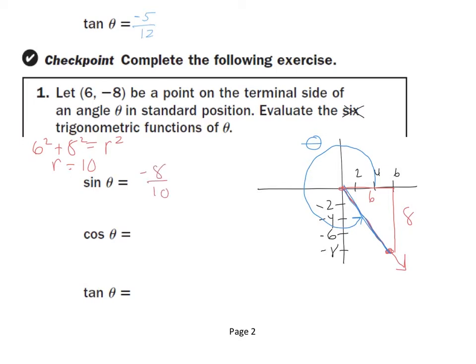And if you want, you can reduce that. Cosine of theta is going to be 6 adjacent over hypotenuse, which is 6 over 10. Again, we can reduce to 3/5. And then lastly, the tangent is going to be -8 over 6, opposite over adjacent, which is -4/3. All right.